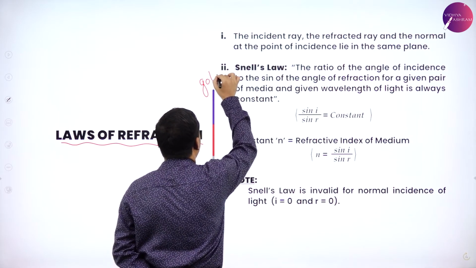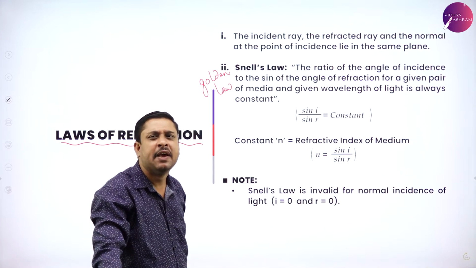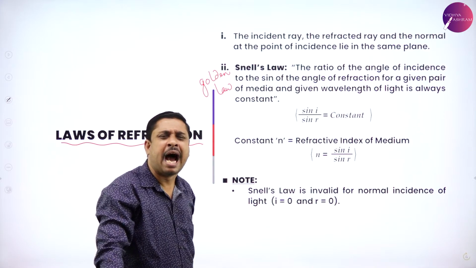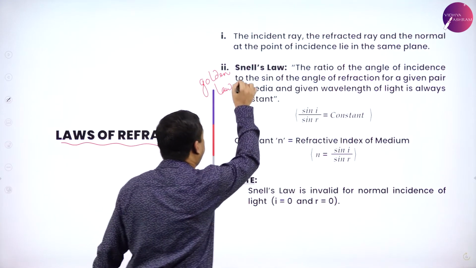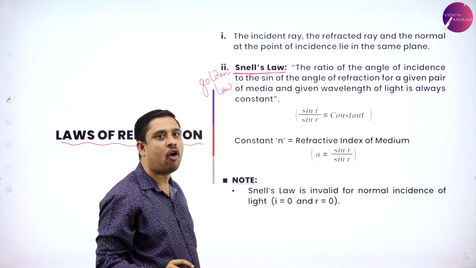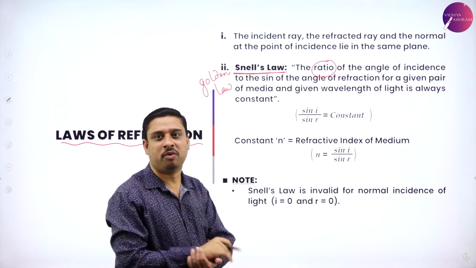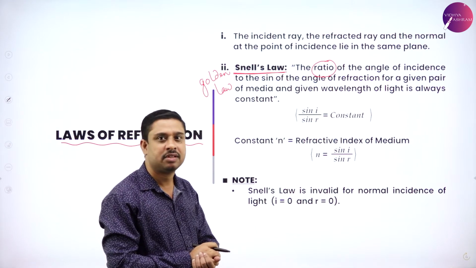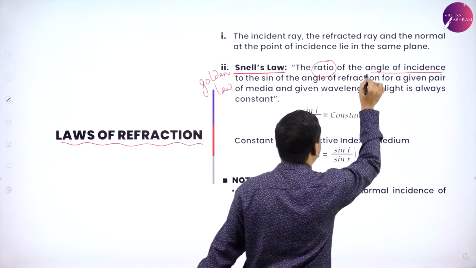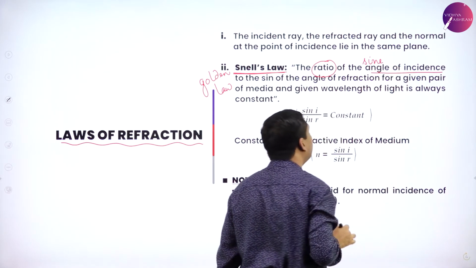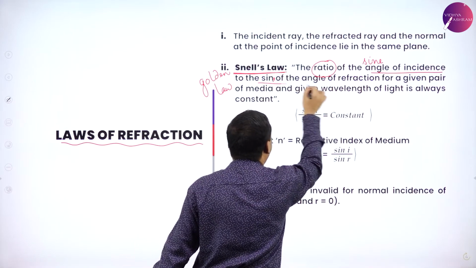And the second one is called the golden law of refraction. A very, very important law, probably applied throughout in optics where we study refraction, which is called Snell's law. What does Snell's law say? It is defining a ratio. Ratio of what? Ratio of the sine of the angle of incidence to the sine of the angle of refraction.